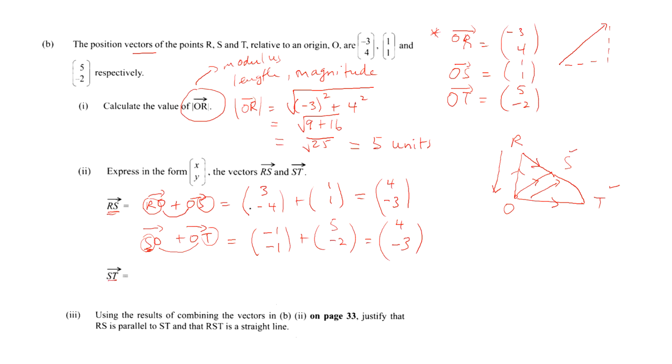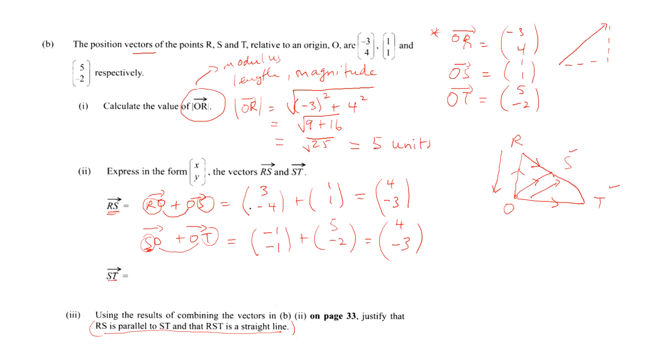Okay, so the third part now says, using results of combining the vectors in B2, justify that RS is parallel to ST. Now this is a typical question that they will ask on vectors. Show that two vectors are parallel, or show that they are parallel and they are on the same straight line. To show that two vectors are parallel, one vector must be a multiple of the other, right? And if they are on the same straight line, then they must have a common point.